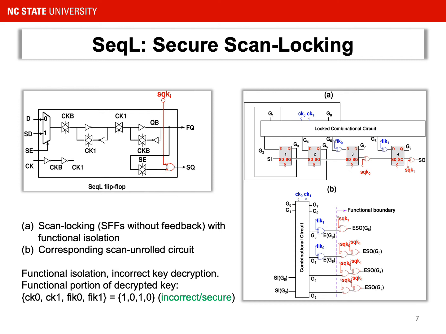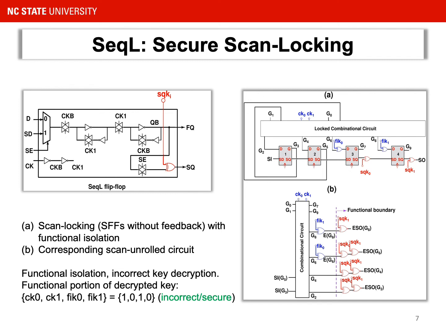The figure on the right has two subfigures, A and B. Subfigure A is similar to the one in the last slide, except that scan flip-flops 3 and 4 are locked using SeqL. Along with a key gate on the SQ output of flip-flops, SeqL also adds XOR/XNOR type key gates at the input of the flip-flops to provide functional isolation. Subfigure B shows the corresponding scan unrolled circuit. In the scan mode of operation, both blue type and red type key gates appear, hence a SAT-based attack is launched on this scan unrolled circuit.